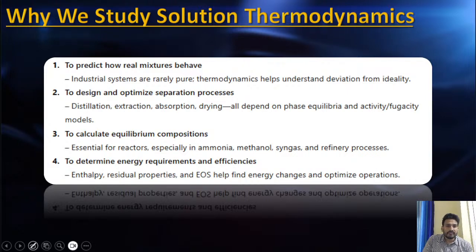So if we talk about the first point, what is the first point, guys? As you know, in chemical engineering industries, most of the industrial processes are separation processes, and we have to deal with mixtures, with real mixtures and real solutions. So the first point is to predict how real mixtures behave. We will take help from ideal mixtures, to see how ideal mixtures behave.